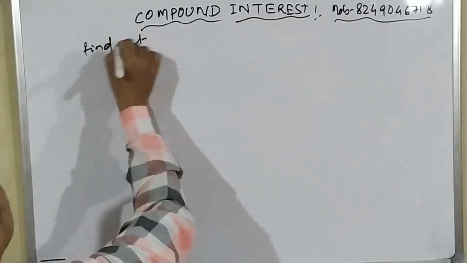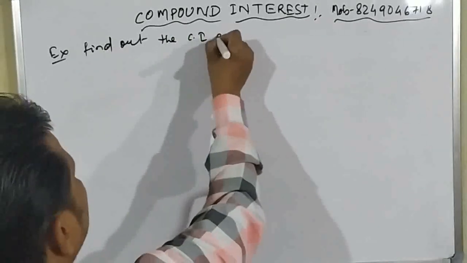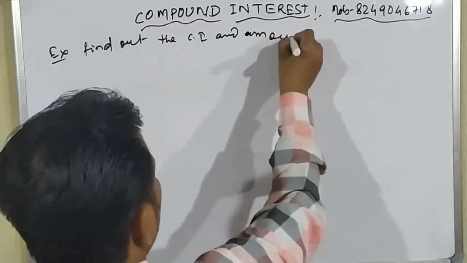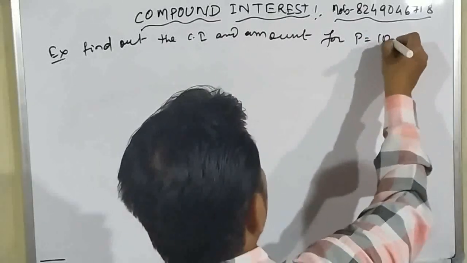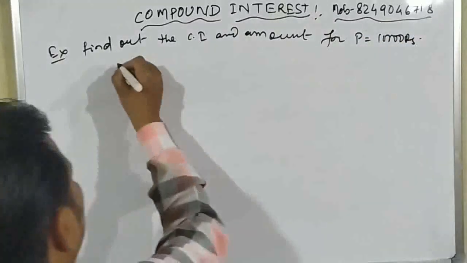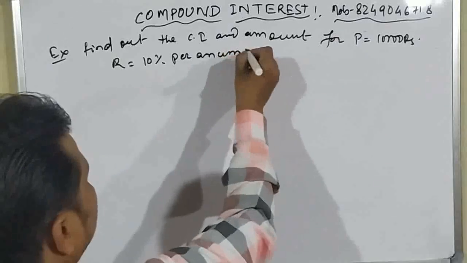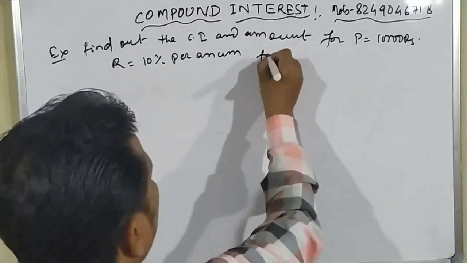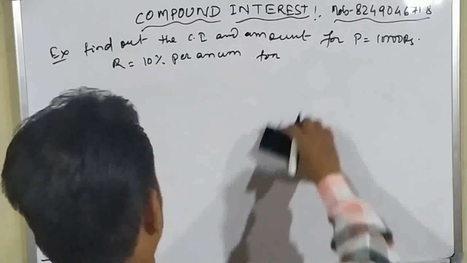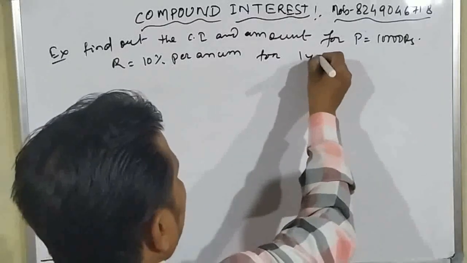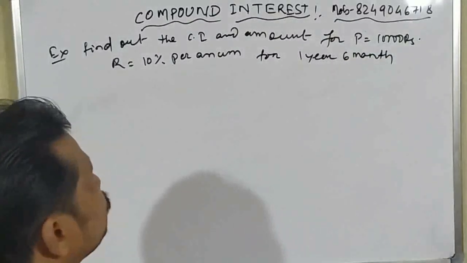Find out, here is one example. Find out the compound interest and amount for P equal to 10,000 rupees and R equal to 10% per annum for 1 year 6 months.